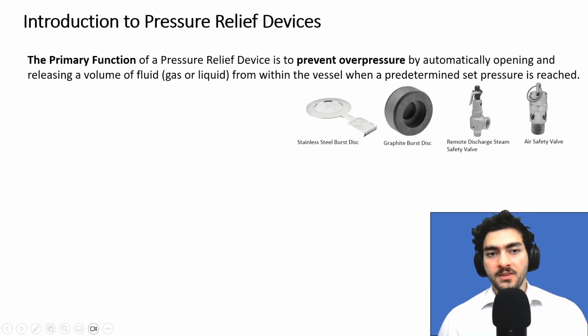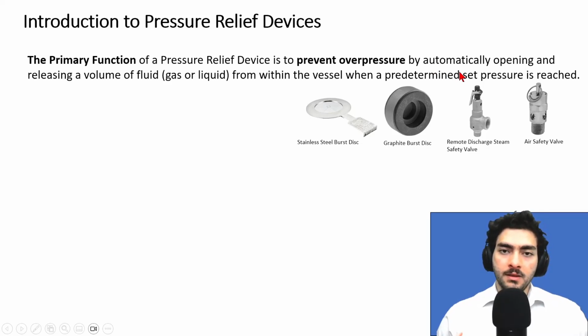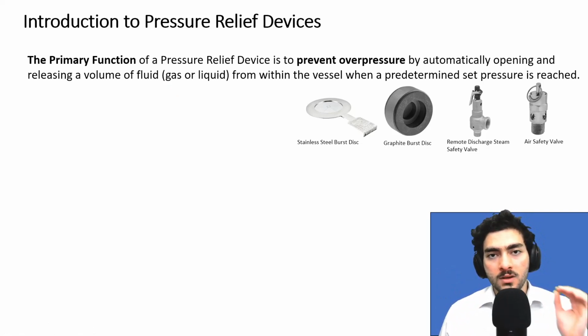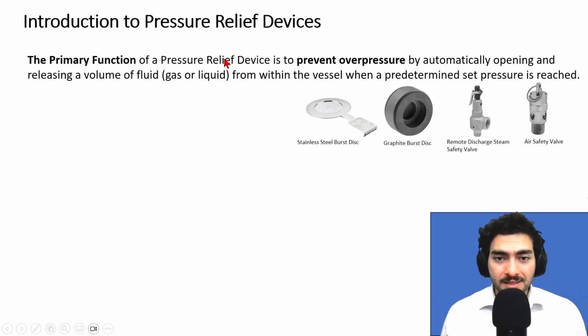So let's begin. The primary function of a pressure relief device is to prevent overpressure by automatically opening the pressure relief device and releasing the pressure inside the vessel by releasing a volume of fluid, whether it's gas or liquid, from within the vessel when a predetermined set pressure is reached inside the vessel.